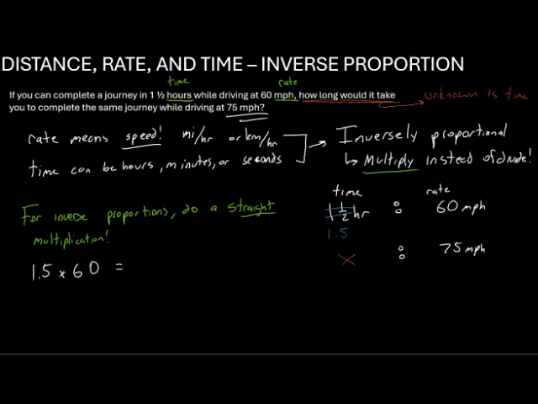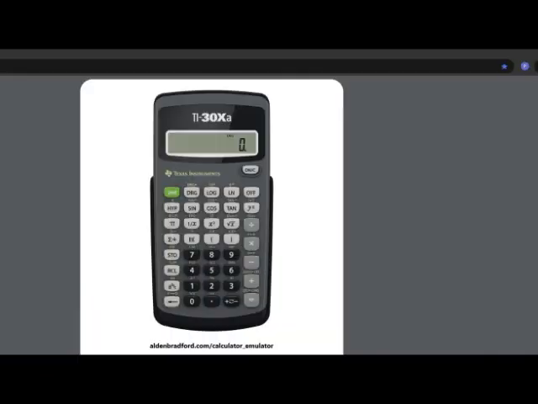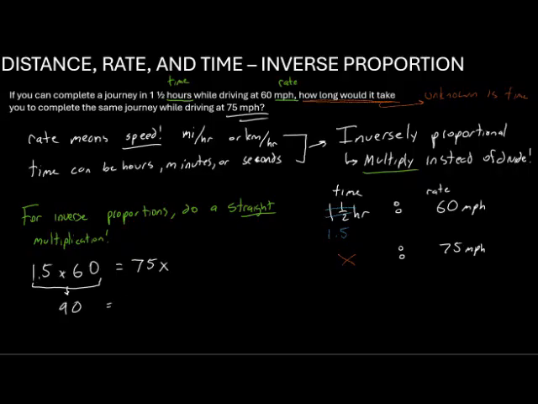Then we'll put an equal sign, and then we'll take x times 75, and it doesn't matter which order you write this in. You can say 75x. Generally, by convention, we will write the number first when we set up our equations. Now, we'll take our 1.5 times our 60 and get a number. We'll go to the calculator now. We enter 1.5, press multiply, and press 60. This gives us 90. We now have 90 equals 75x.